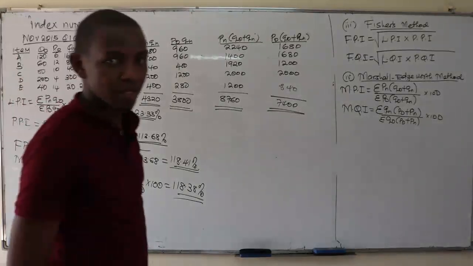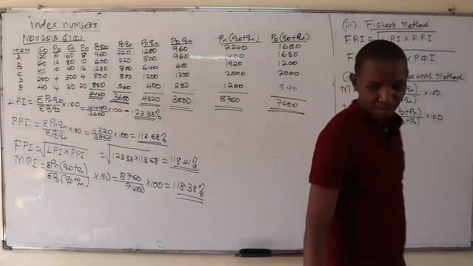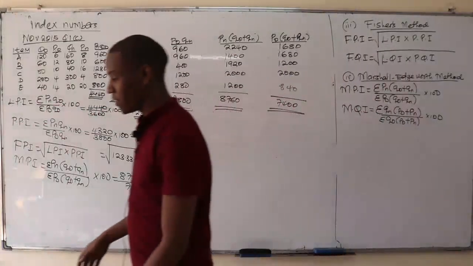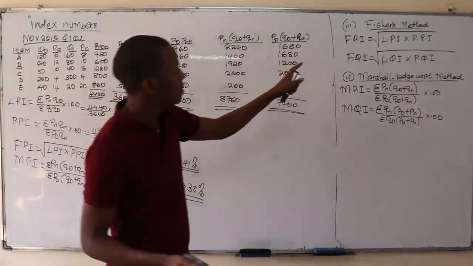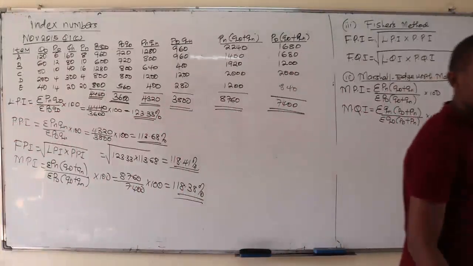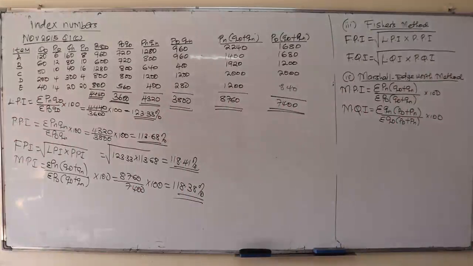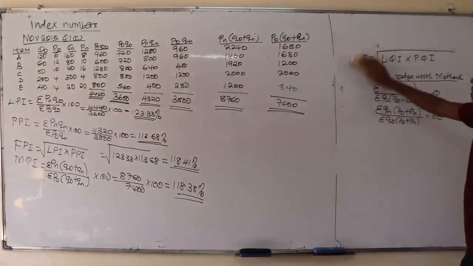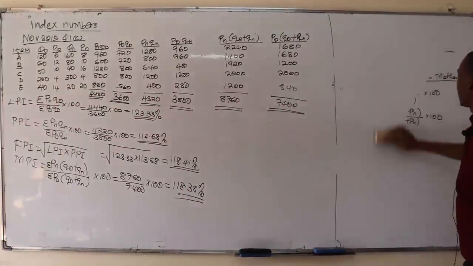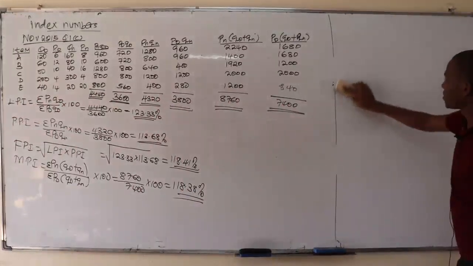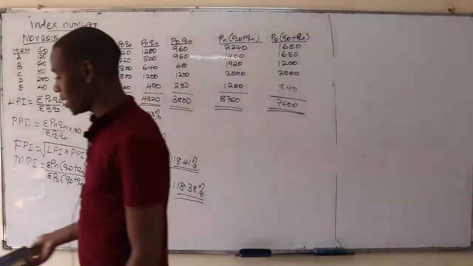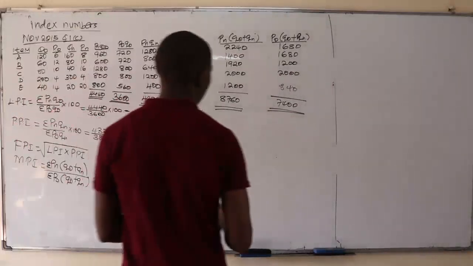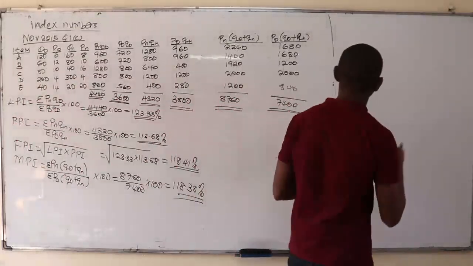So the last area is on what we call the purchasing power, or the second area. We've talked about the weighted aggregate. Are we together? So let's talk about the last one, which is now the weighted average price relatives index.